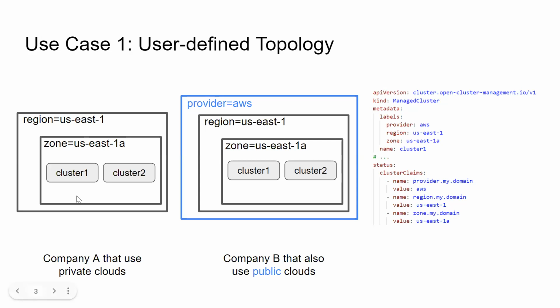Company A that only uses private clouds may organize its clusters by regions and zones, but a company B that also uses public clouds may have an extra provider. Hence, the topology structure can be different in different companies. To support this scenario, topologies are designed to be labels or cluster claims on the managed cluster object.